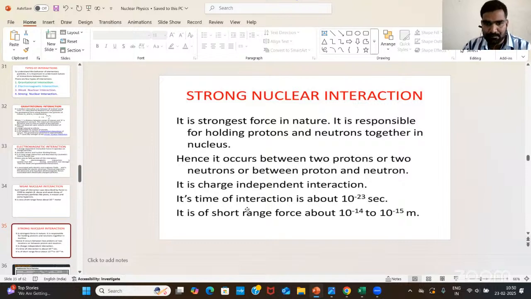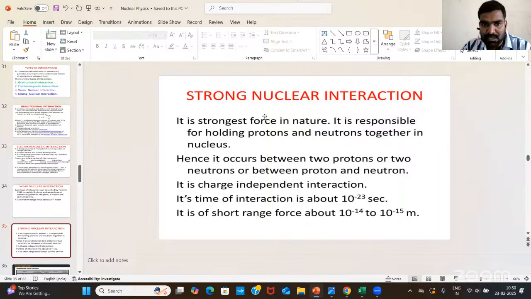Its time of interaction is about 10 to the power of minus 23 seconds. So its time of interaction is how much? About 10 to the power of minus 23 seconds. It is very short time, right? So it is a short range force, about 10 to the power of minus 14 to 10 to the power of minus 15 meters. Means 1 Fermi, nearly 1 Fermi, means less than 1 Fermi also. So this is a short range force. When the distance between these protons and neutrons increases, no strong nuclear interactions will occur. There will be Coulombic repulsive forces occurring between these things.